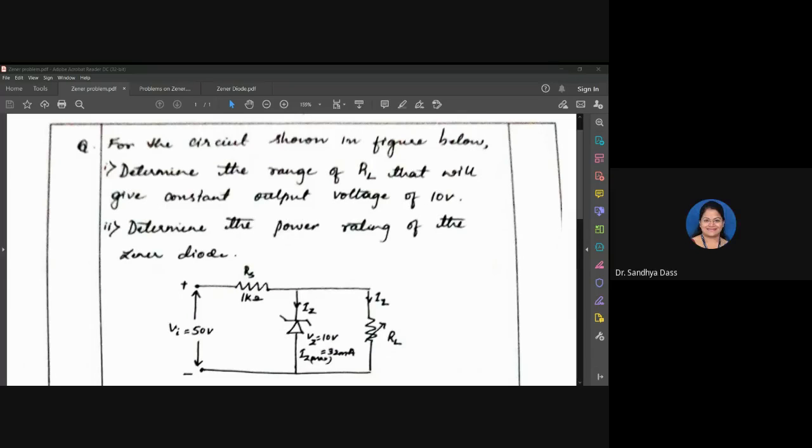VI, RS, VI? No, it's a loop, isn't it? You can't just take RS and VI there to find I. You have to apply KVL, and the Zener diode is also there. It's a loop, right? So applying KVL, you can find IS. When you get IS, substitute that in KCL. IS is equal to IL plus IZ, so there you can substitute and find IL.